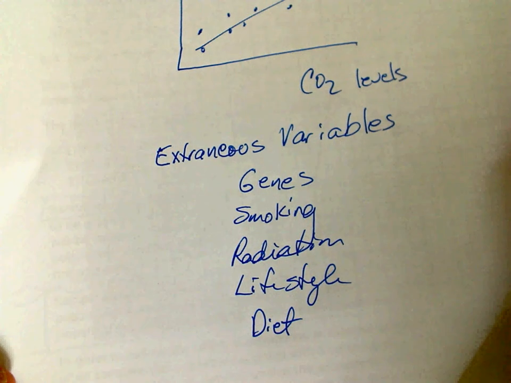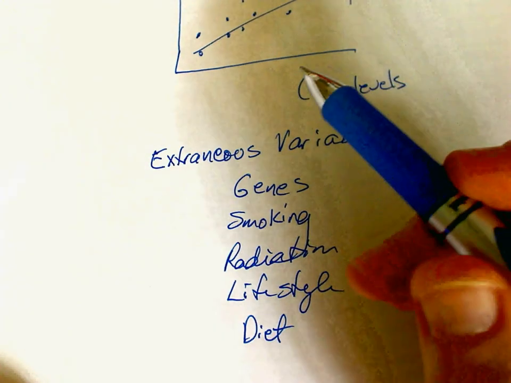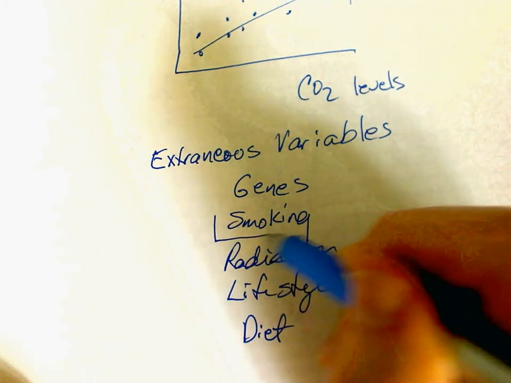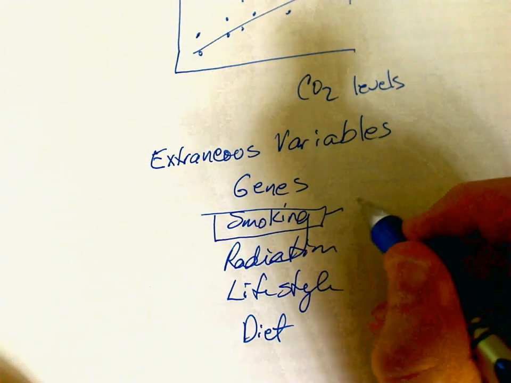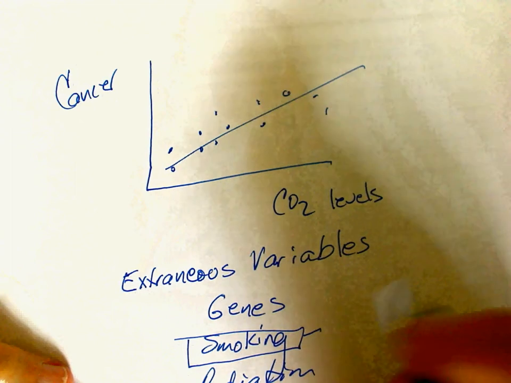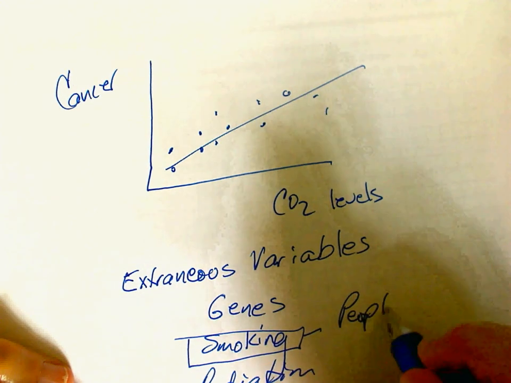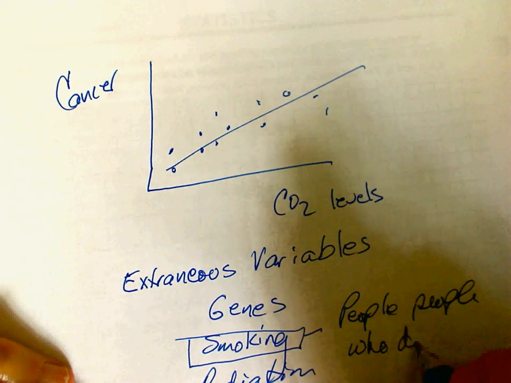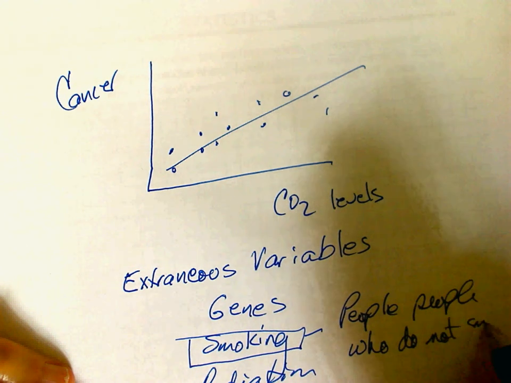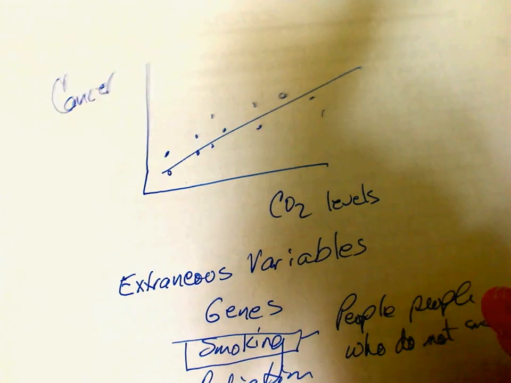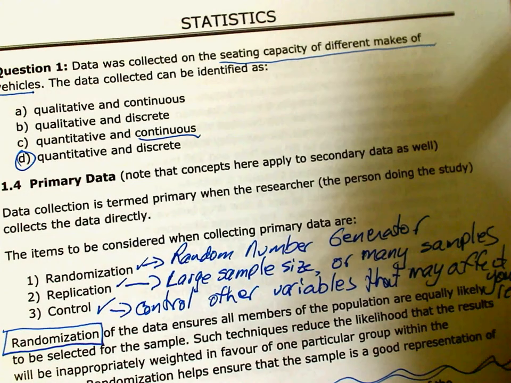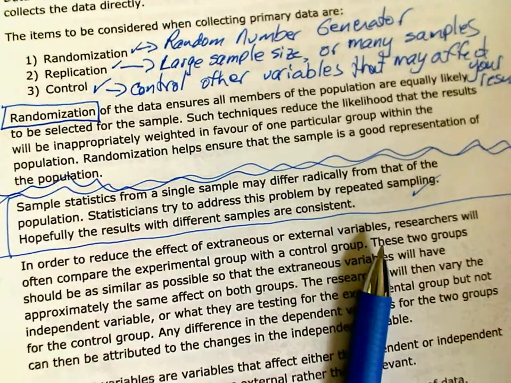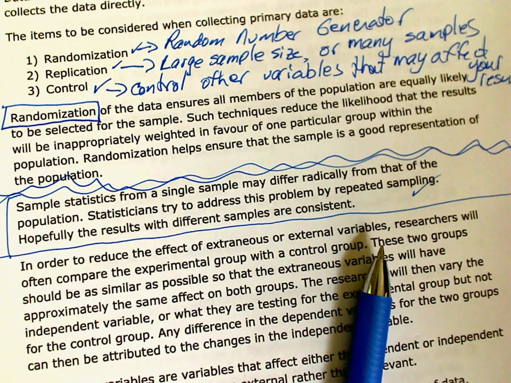Good. In order to control this variable, statisticians might just study people who do not smoke. Somehow they try to control it. They do different things. One of the ways they do it is with a control group.